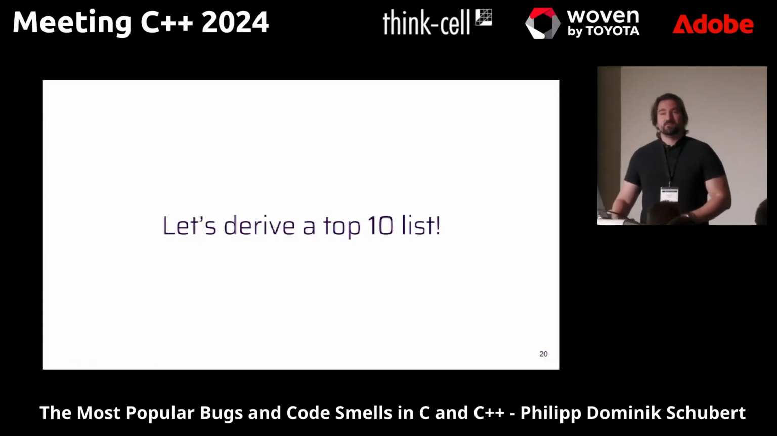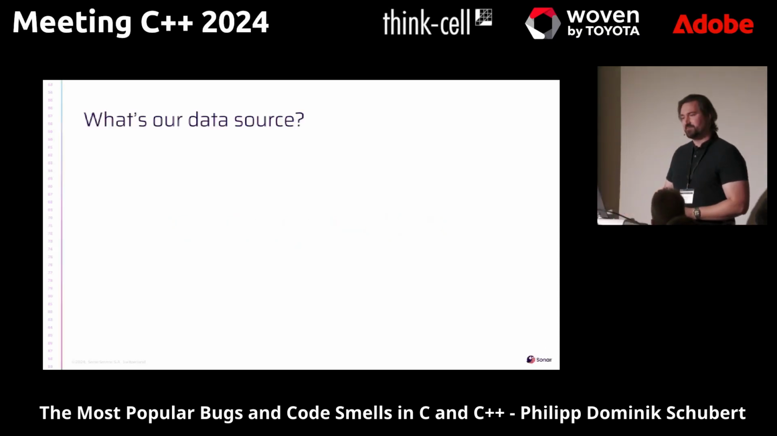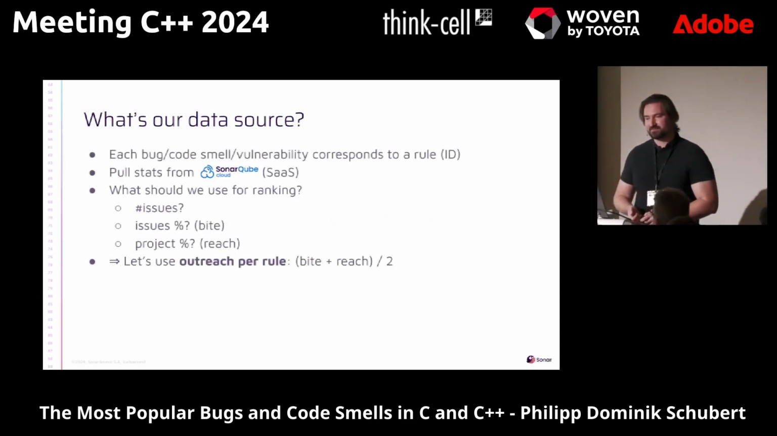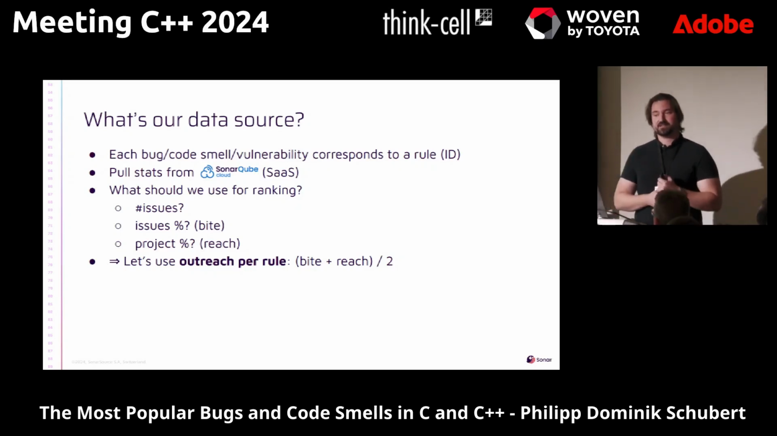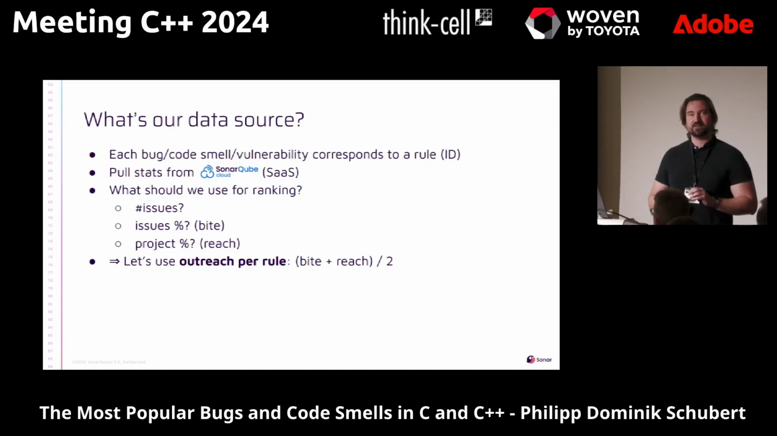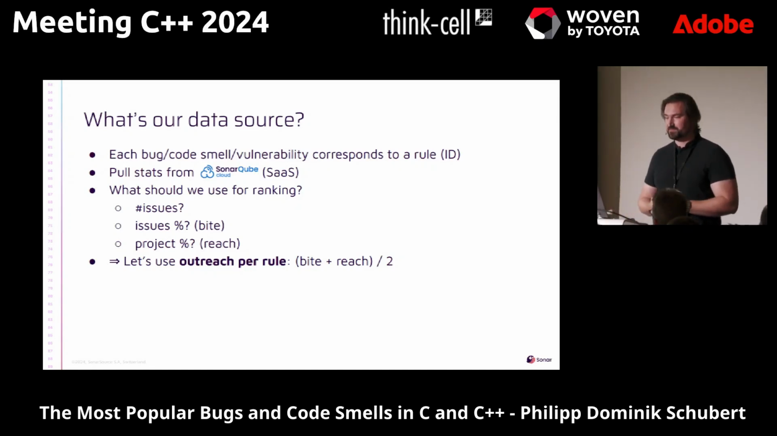So now I told you what we wish to find, like techniques that we use for finding offending cases, and let's derive a top 10 list. So what's our data source? At Sonar, for each bug, code smell, or vulnerability, we have a corresponding rule, which also has an ID. And what I did is I pulled the statistics from our software as a service cloud solution.